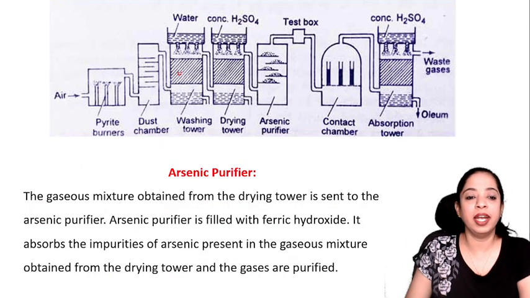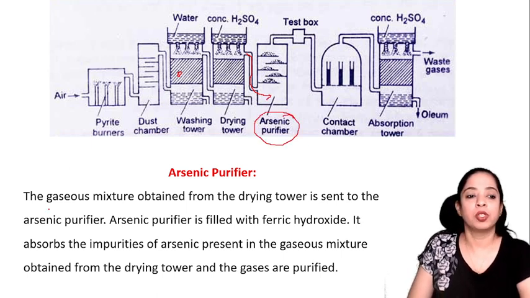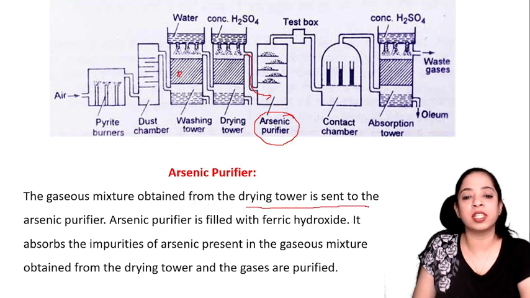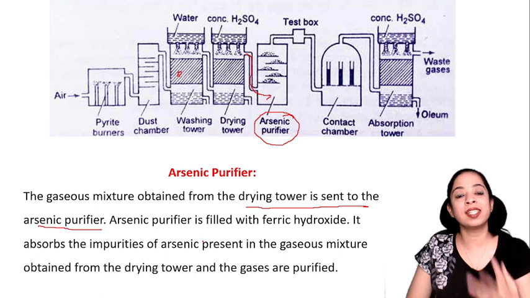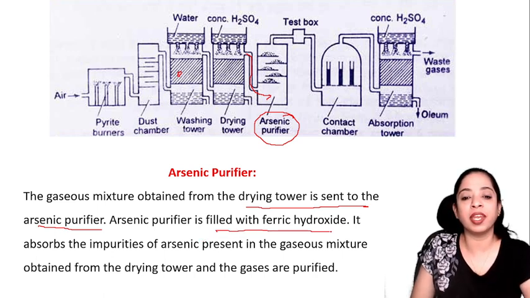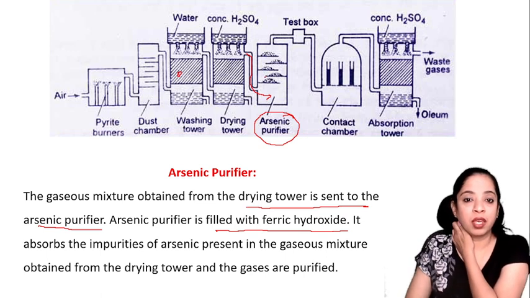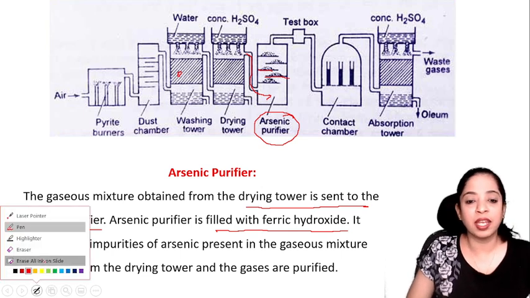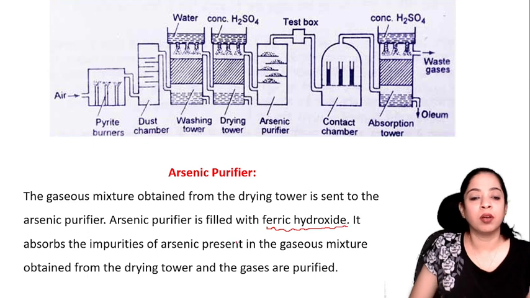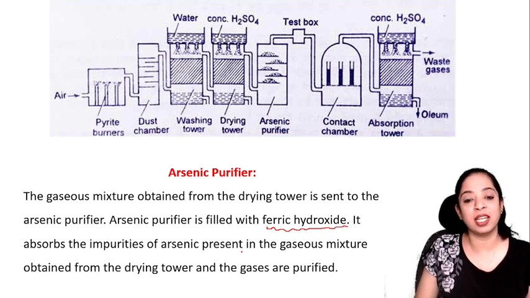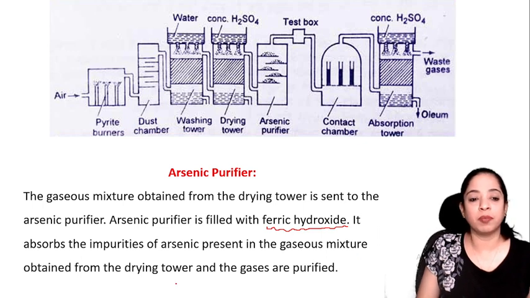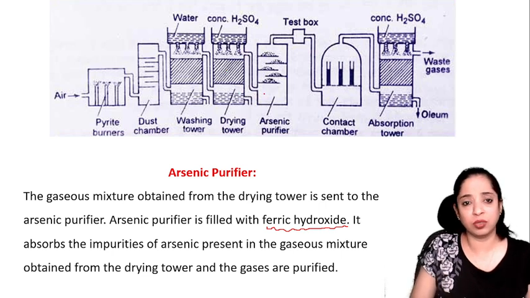Now you see the dried air here. From here the dried air enters from the top and goes down into the arsenic purifier. So the gaseous mixture obtained from the drying tower is sent to the arsenic purifier. Now what is the arsenic purifier? It is filled with ferric hydroxide. Can you see there are shelves made here? On the shelves out here, there is ferric hydroxide. It absorbs the arsenic impurities present in the gaseous mixture obtained from the drying tower, and the gases are purified.